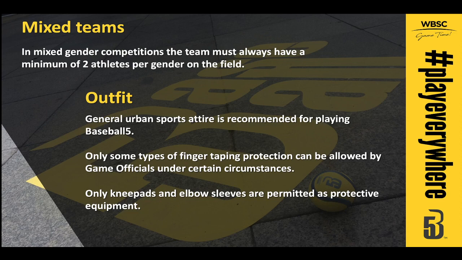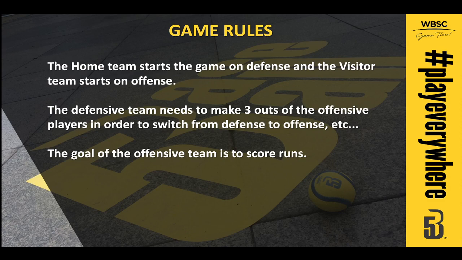And with that in mind, we'll move on from the game preliminaries, and we will now look at the rules of the game. Like in baseball and softball, the home team starts the game on defense, and the visiting team starts on offense. The defensive team needs to make 3 outs in order to switch from defense to offense, and that goes on throughout the game. And of course, the goal of the offensive team is to score runs.